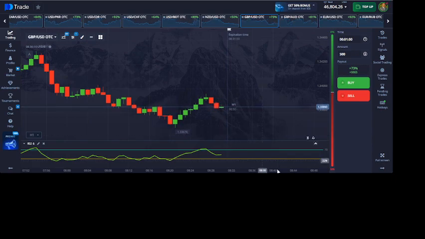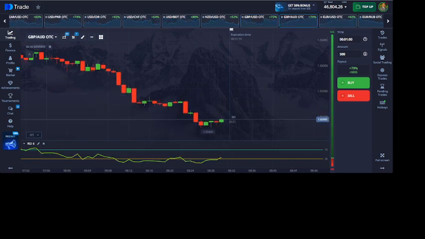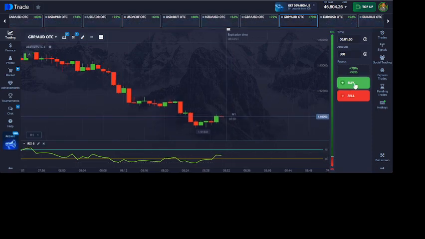All right, so let me move on to the next setup. I'm going to pause the video and look for the next setup. Okay, so I'm on the Great British Pound Australian dollar here. And I'm waiting for this line, the RSI line, to close above the 30 line. All right, so the RSI line closes above the 30 line.